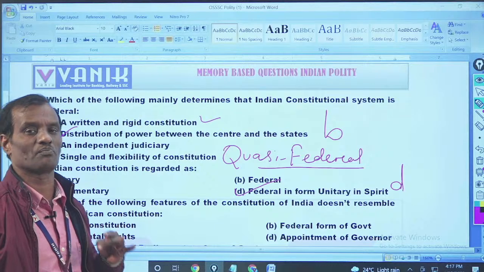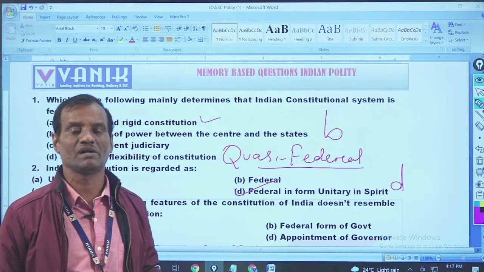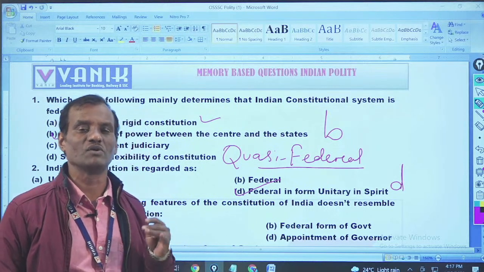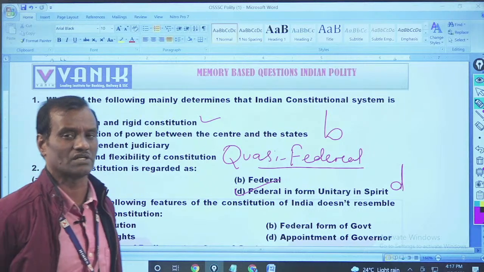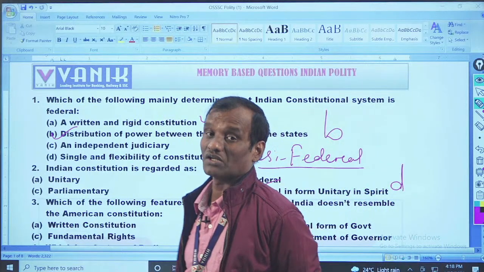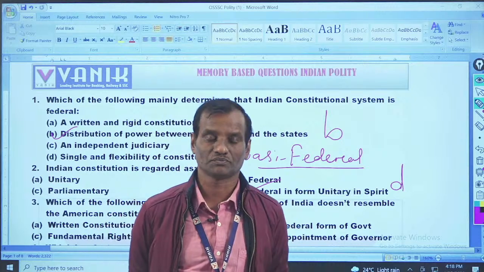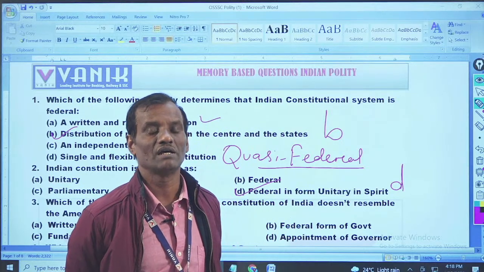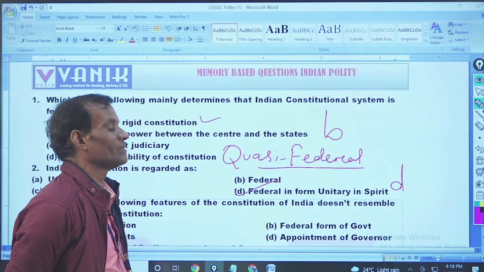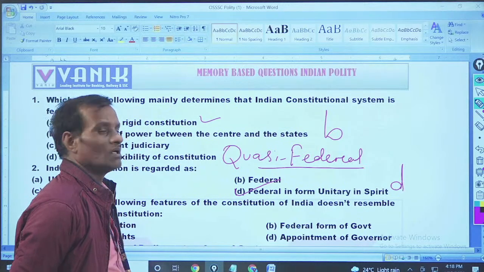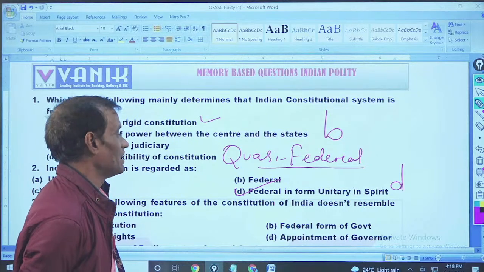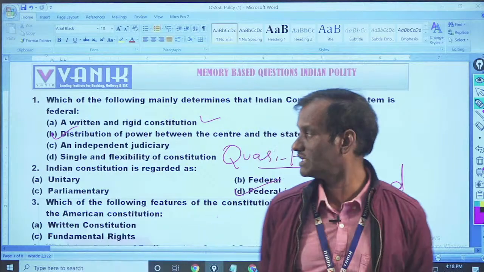Federal features like division of power, written constitution, independent judiciary. There are also more unitary features like strong center and integrated judiciary, single citizenship, single constitution. We don't have a dual constitution. Dual constitution exists in a classical federation. So Indian Constitution is called federal in form, unitary in spirit by K.C. Wheare. He also called Indian Constitution a quasi-federal country. So kindly remember that. So answer is D.